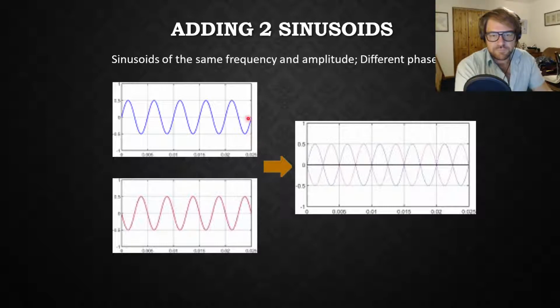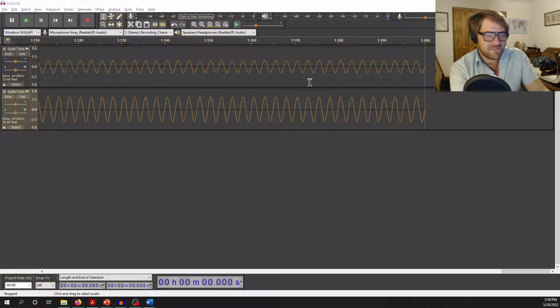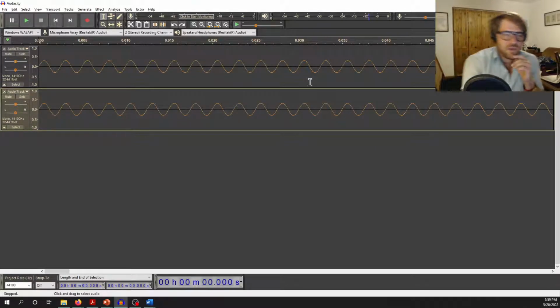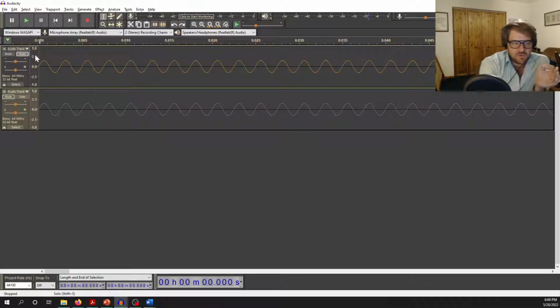Okay, let's take a look at this in Audacity. Is this the right one? No. Seems like it's always going to be the wrong one. There we go. All right, so what we've got here is two 400 hertz tones, both amplitudes of 0.3. And right now they're in the same phase. So this is just going to be a louder sound just like it was before.